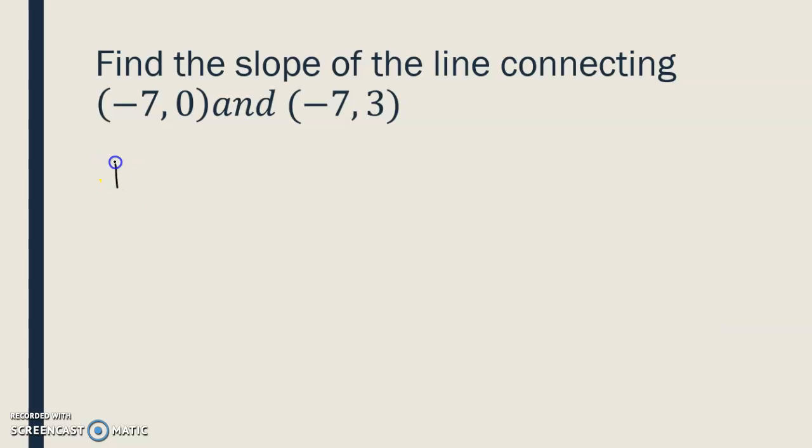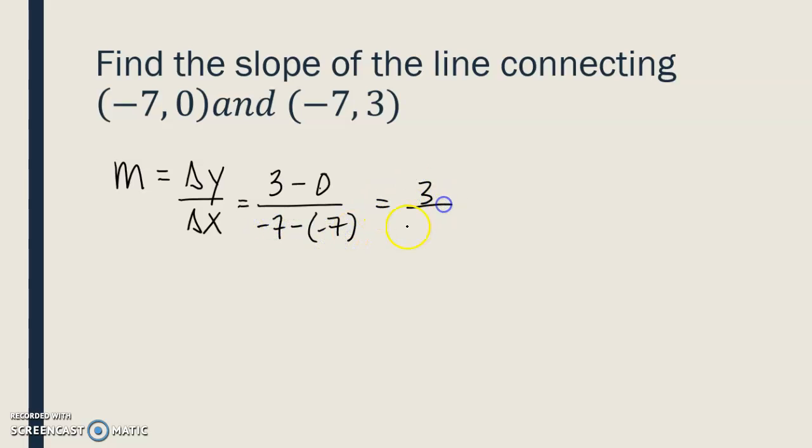Okay, next, 2 new points, find the slope of the line connecting these points. So let's remind ourselves of our notation, change in y over change in x. 3 minus 0 divided by -7 minus -7. So I get 3 divided by -7 plus 7. So this gives me 3 over 0.